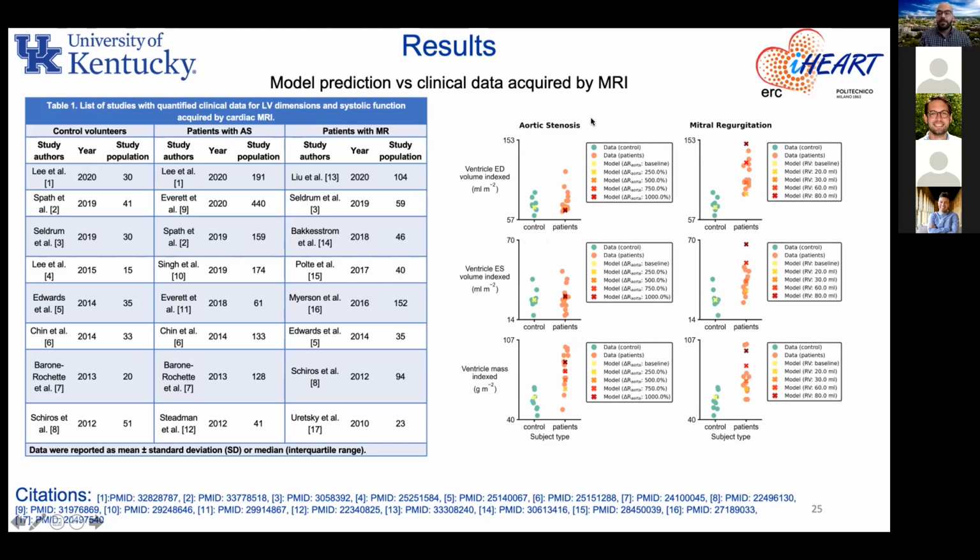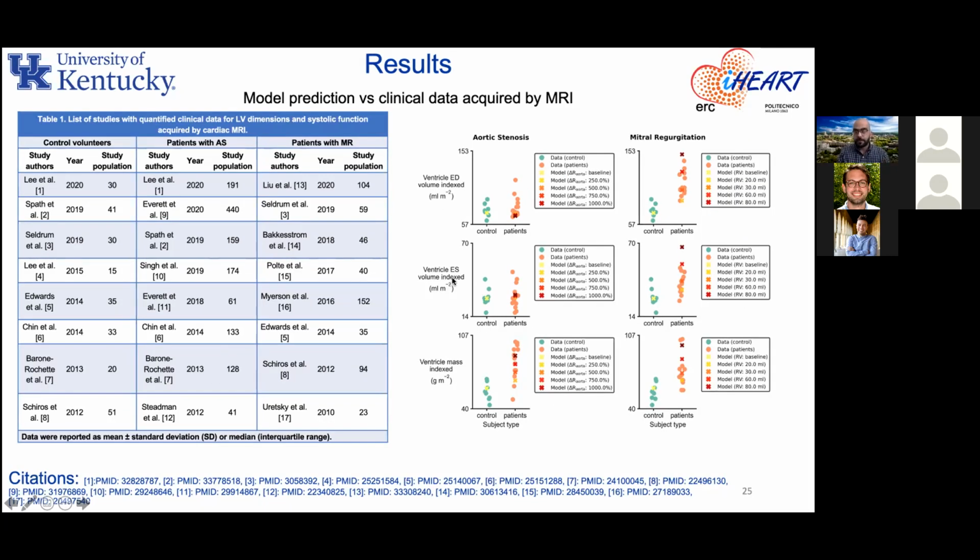This plot here shows that for the first case, which was aortic stenosis, the first column in here, as the level of pressure overloading was increasing, which is shown with the cross marker or X marker in this figure, the model predicted an increase in the ventricular mass index. However, it predicted almost no change in the ventricular end diastolic and end systolic volume index, which was following the same trend that we were observing in the clinical data.